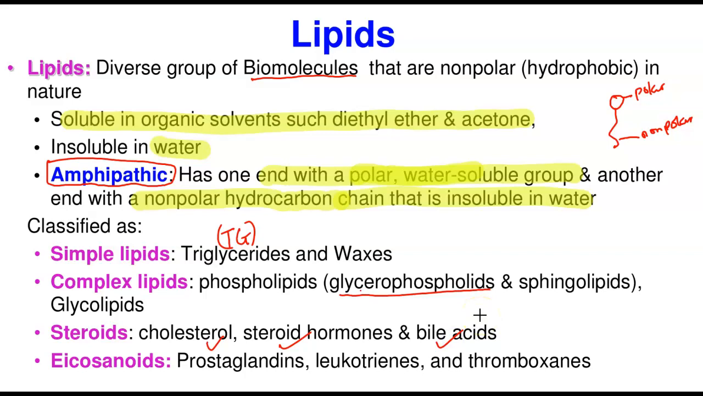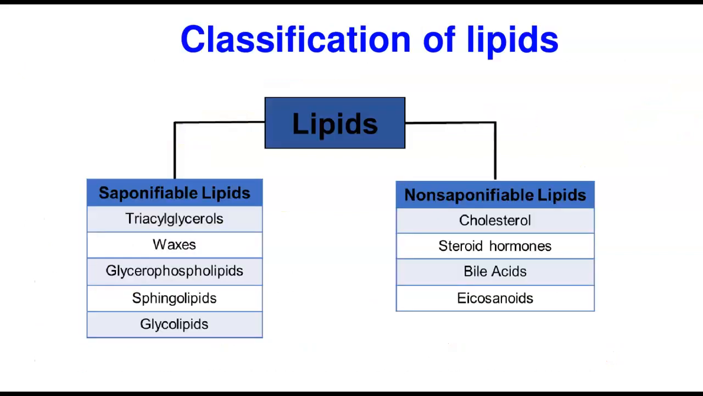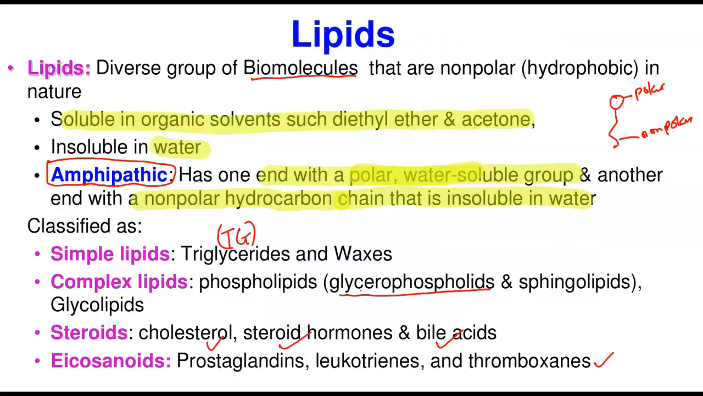And finally, the eicosanoids. The eicosanoids are derived from arachidonic acid. Arachidonic acid is an unsaturated 20-carbon fatty acid, and it is the precursor of these 3 eicosanoids: the prostaglandins, the leukotrienes, and the thromboxanes, which we're going to talk about by the time we move on in this class. So that first classification is according to their composition, or complexity.